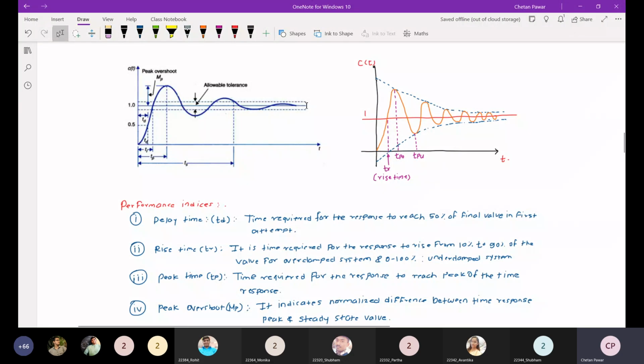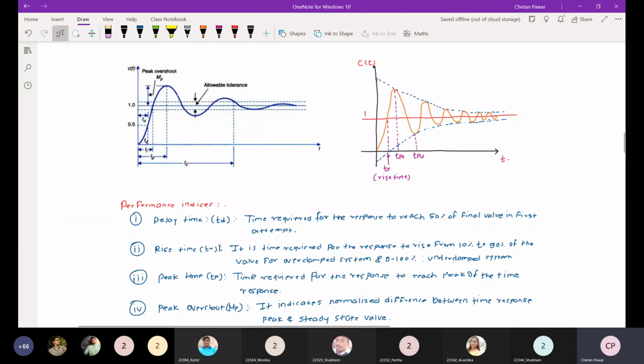So how much time it takes to reach 50% of the final value, that time is called the delay time. Here you can see at 0.5 we are measuring the delay time, 50% of the final value.